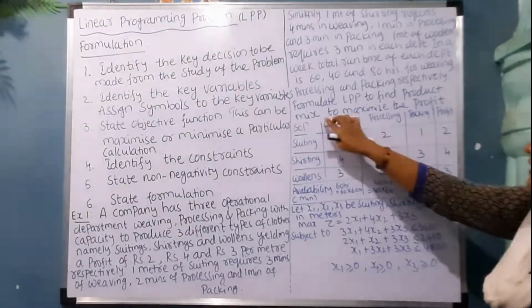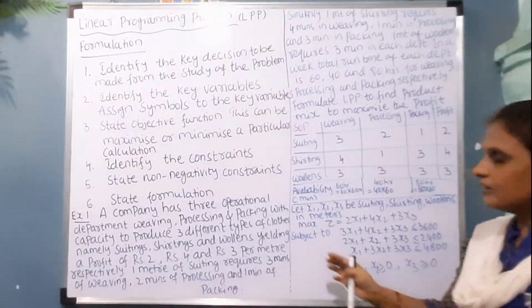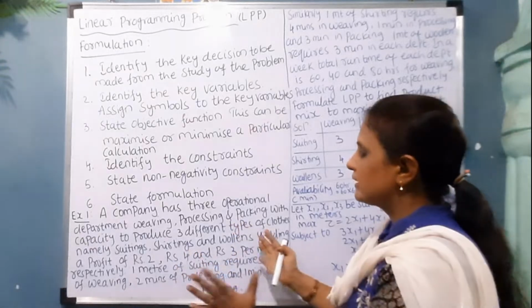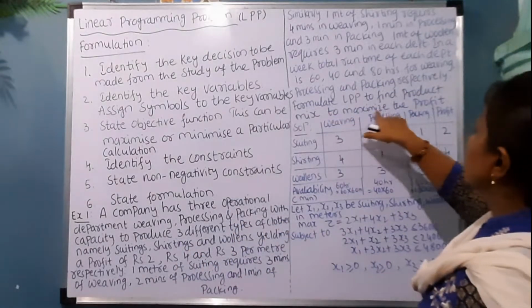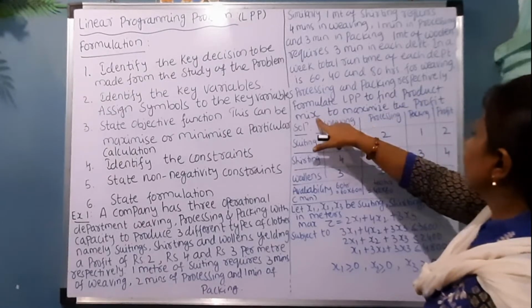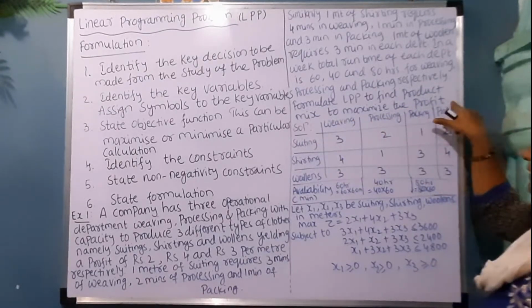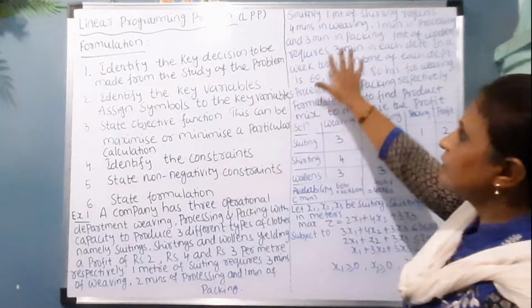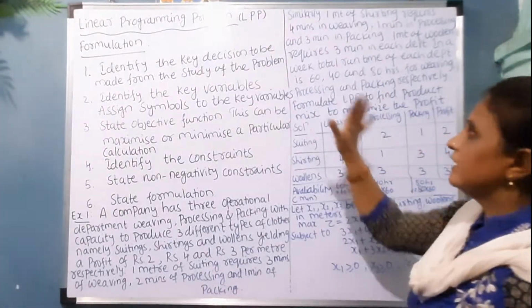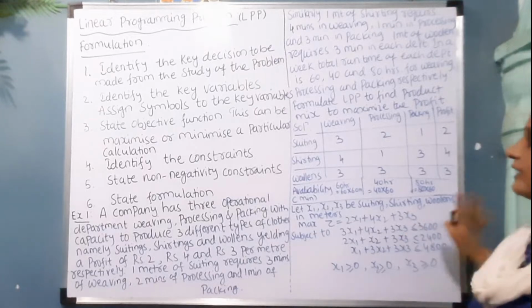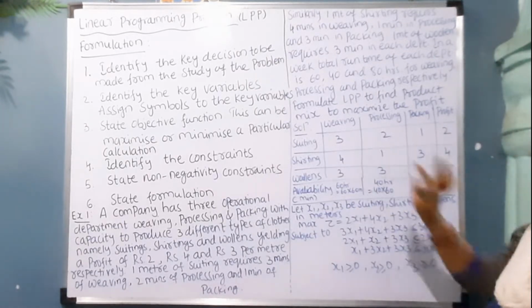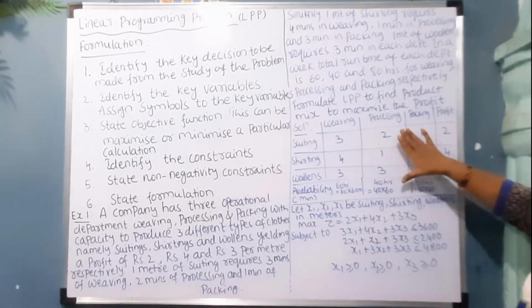Here we use the word product mix because 3 different types of products are mixed together to form a problem. So maximize the product mix to maximize the profit. This is the problem where we have to express it as a linear programming problem. So first we will write it in a tabular manner. You can write it in any manner, so it will be easier to understand.